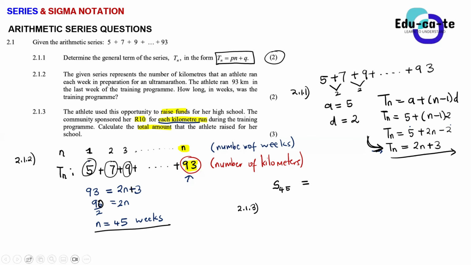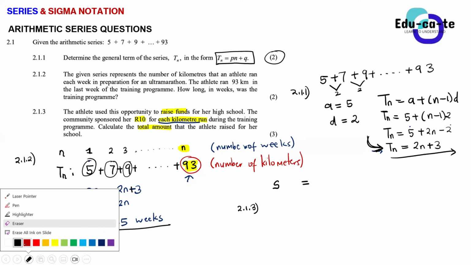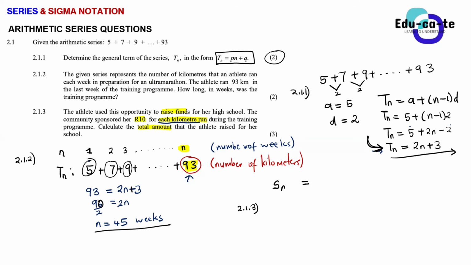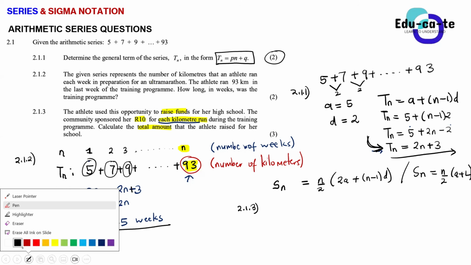We already know the general formula. Let's just write the general formula for the sum of an arithmetic sequence. It's Sn is equal to n over 2 into 2a plus n minus 1 times d. Or you can say that Sn is equal to n over 2 into a plus l. Which one do you guys want to use to calculate the sum?